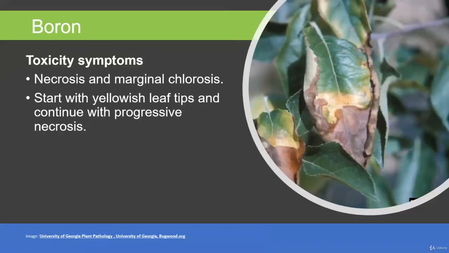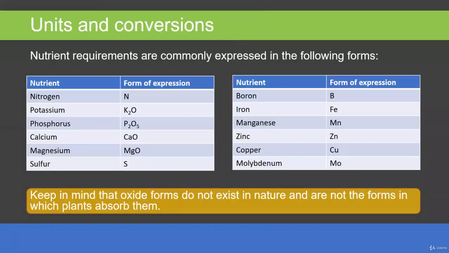Toxicity symptoms include necrosis and marginal chlorosis. They usually start with yellowish leaf tips and continue with progressive necrosis. Obviously, leaf analysis is essential to identify such toxicities and deficiencies.